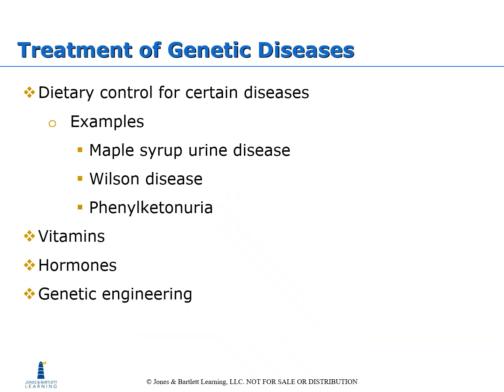Treatment for genetic diseases depends on the condition. Dietary control: for phenylketonuria, a no phenylalanine diet; for maple syrup urine disease, restricted branched chain amino acids. Wilson disease: low copper diet and chelators. Vitamins: some metabolic disorders respond to high dose vitamins. Hormones: for growth hormone deficiency. Genetic engineering: gene therapy is experimental but promising for some disorders.